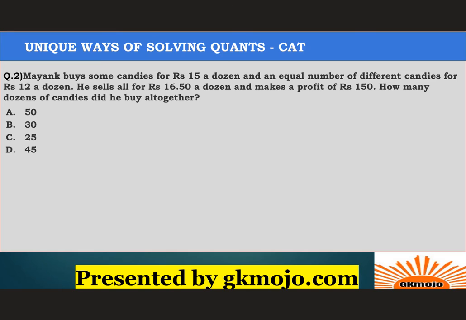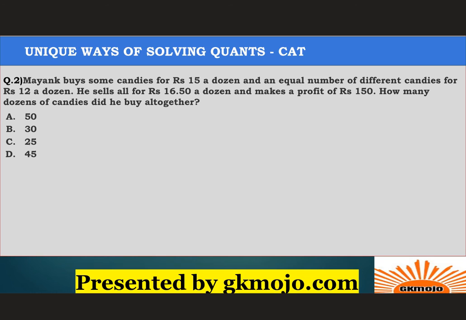Mayank buys some candies for rupees 15 a dozen and an equal number of candies for rupees 12 a dozen. He sells all for rupees 16.50 a dozen and makes a profit of rupees 150. How many dozens of candies does he buy altogether? Let's suppose he buys X dozens. He buys some candies for rupees 15 a dozen, so X into 15 by 12, because a dozen has 12 candies. This is the cost of his buying. He has bought X dozens, and rupees 15 is the cost that he has given per dozen.